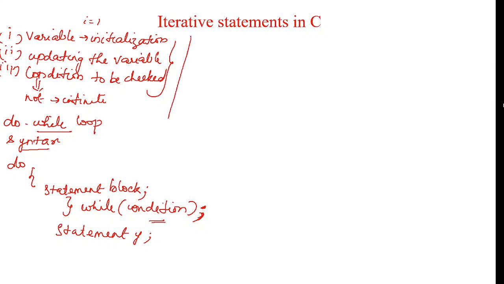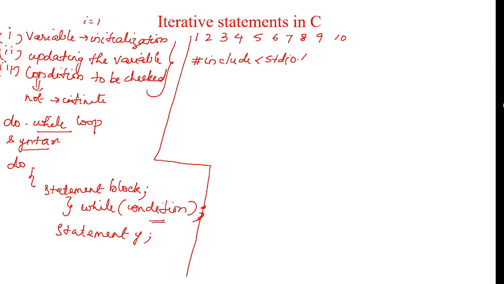Now let me take the same example. What is the example we have taken before? To print the first 10 numbers, 1, 2, 3, 4, 5, 6, 7, 8, 9, 10. Now the same program I am going to write using the do while loop. How will you write it? Include stdio.h so that you can use the printf input and output statements directly. Then you are going to start the program using int main.